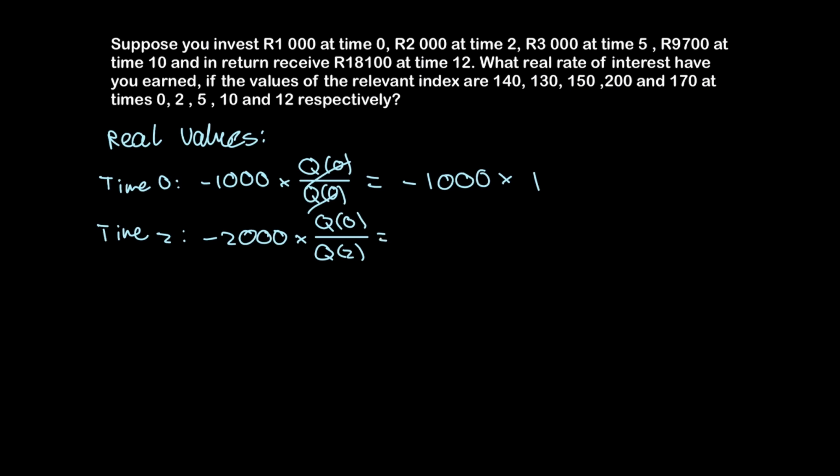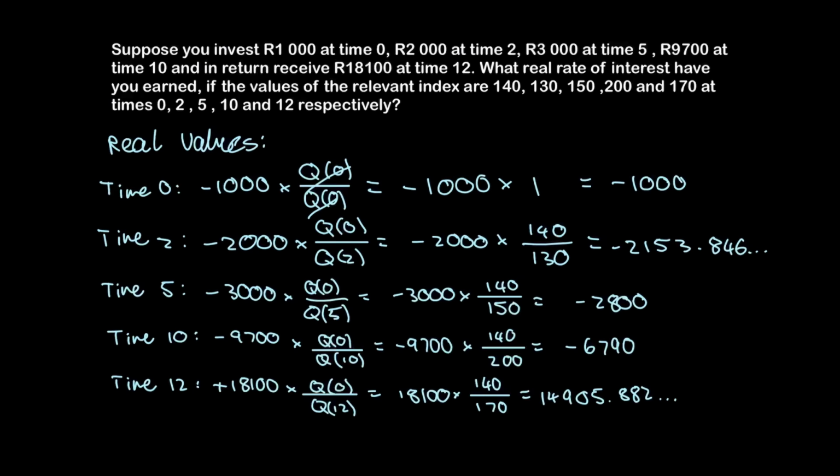And what is Q of 0? So Q of 0 is 140, and Q of 2 is 130, and if we solve that, we should get negative 2,153.846 with some decimals following that. And we're going to follow the same process for time 5, 10, and 12, but I'm not going to waste your time, so I'll quickly fill that in.